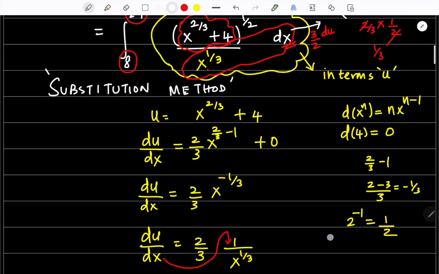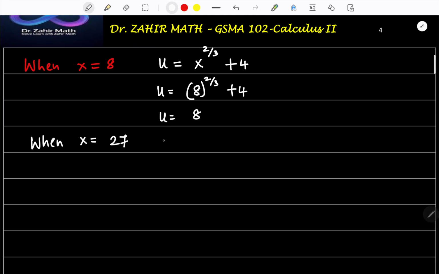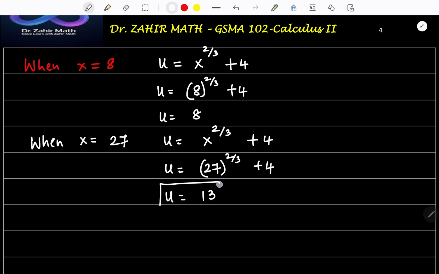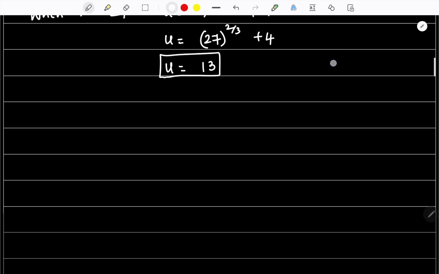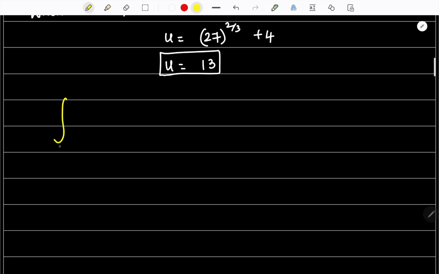When x is equal to 27, am I right? The upper limit is 27. So u is equal to 27 to the power of 2 by 3 plus 4 in the calculator. Again I'm saying, in the calculator. Keep in your mind, if you do it on your own you will make mistakes. So if you put in the calculator you will get 13. So u is equal to 13 and u is equal to 8. So what happens to the integration? The integration changes to 8 to 13, right?